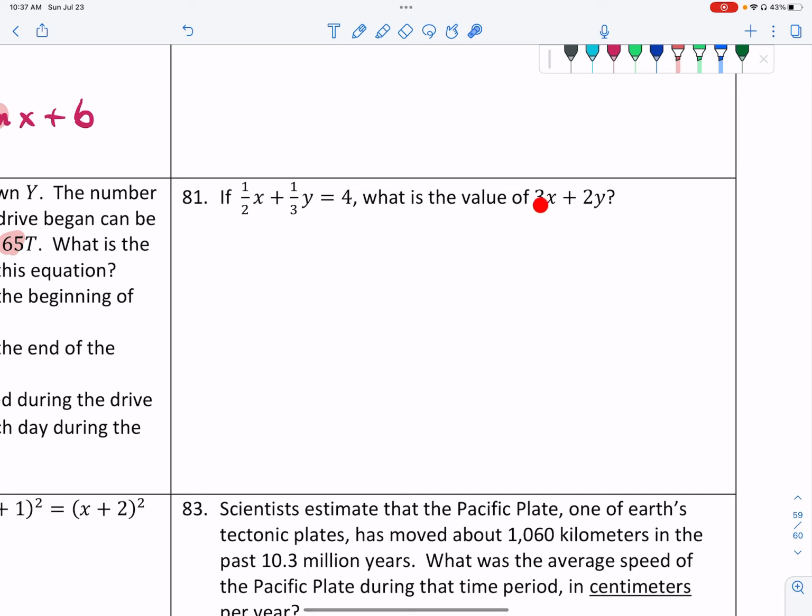Instead, it's asking for an expression 3x plus 2y is equal to some number. It should be some sort of number. And your tip here is to try to make this right here, this 1/2 x plus 1/3 y, look like 3x plus 2y. And you could probably do that through some sort of clever multiplication, because if you multiply both sides by a certain number, it's also going to increase or possibly decrease this number 4 on that side, and that's going to tell you what this thing is going to be equal to.